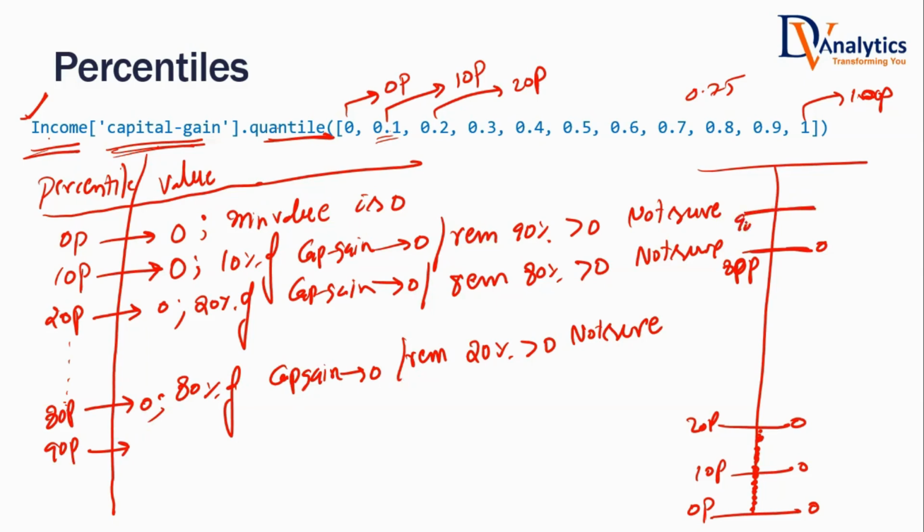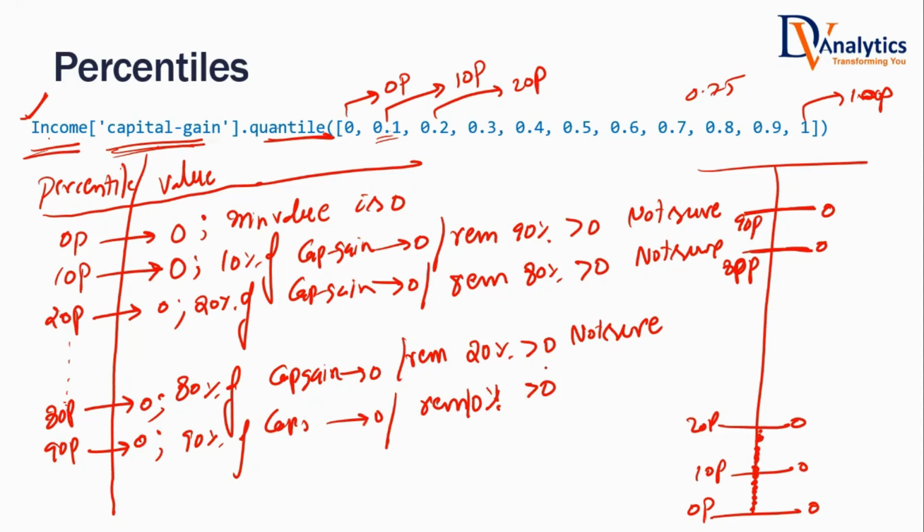0. The 90 percentile value is also 0. 90% of capital gain is 0. How about the remaining 10% of the capital gain? Greater than 0. For sure or not sure? Not sure. You have seen the data until what?